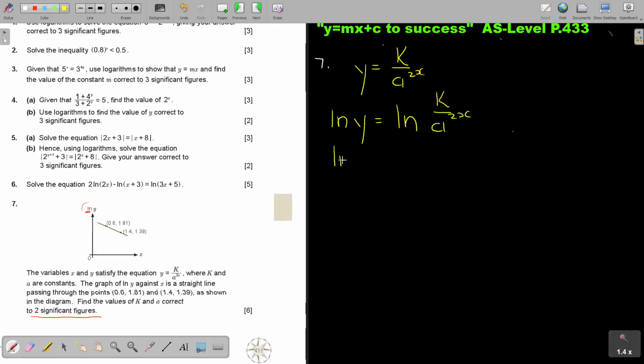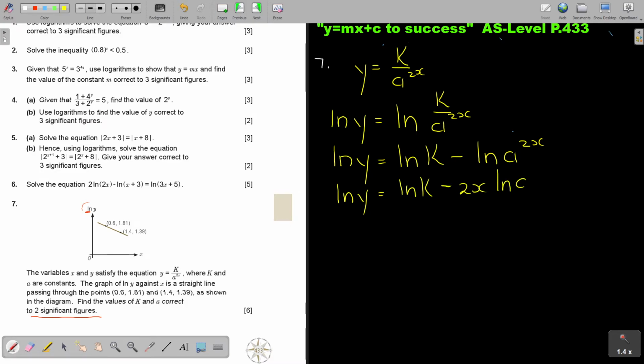Okay, let's go further. ln y equals ln k minus ln a to x. So ln y equals ln k minus 2x ln a. Okay, now I can determine what is what. This is my y. This is just a constant, so this is my c. Now, just take note. Okay, let me rather do it like this. So that is going to be m, and that is just going to be x. Okay, are you having that?